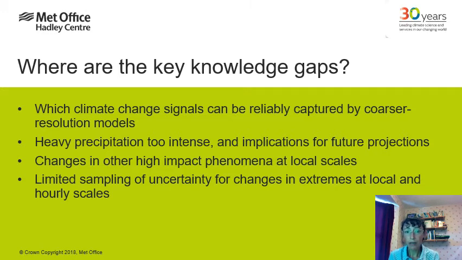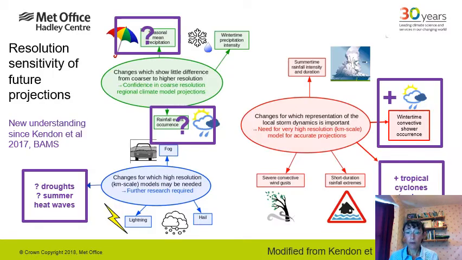And also there's limited sampling of uncertainty for changes in extremes at these local and hourly scales. So let me talk through some of these points. Back in 2017, we published a paper in BAMS identifying which type of features we might need these high resolution models for. We identified summer rainfall intensity and duration, severe wind gusts, short duration rainfall extremes, and potentially also fog, lightning and hail as all being phenomena for which we need high resolution models.